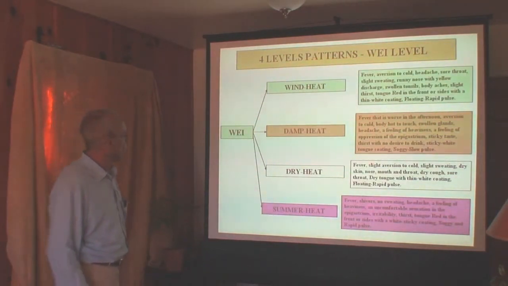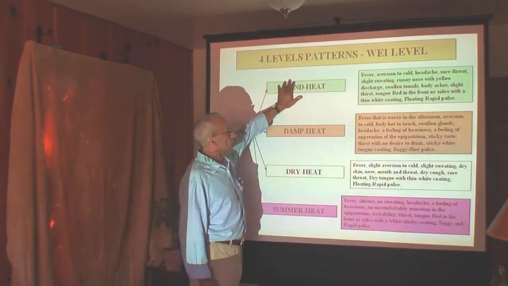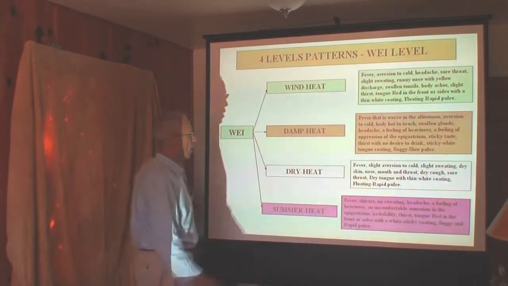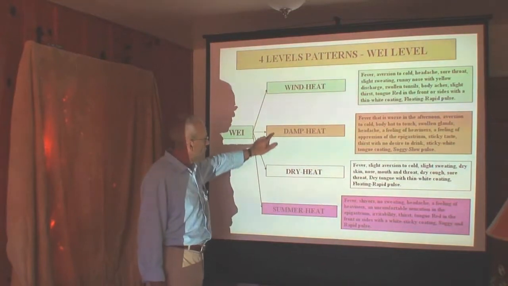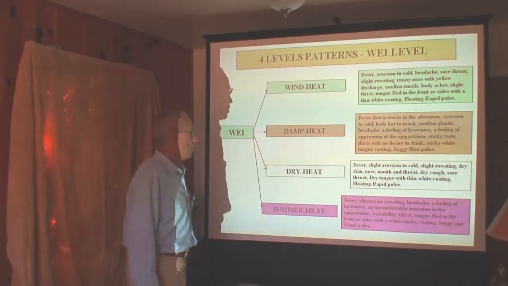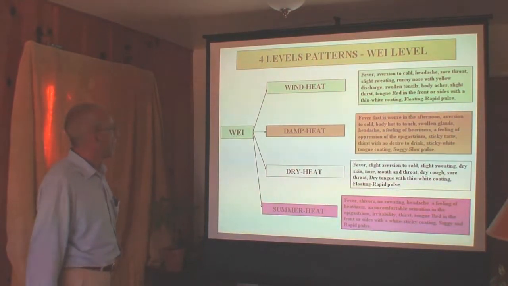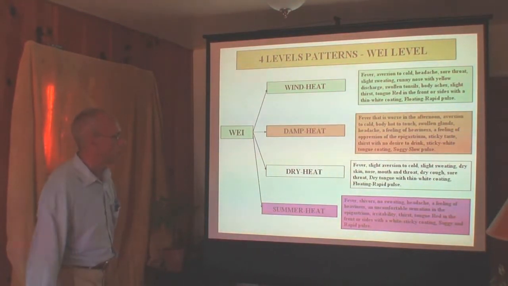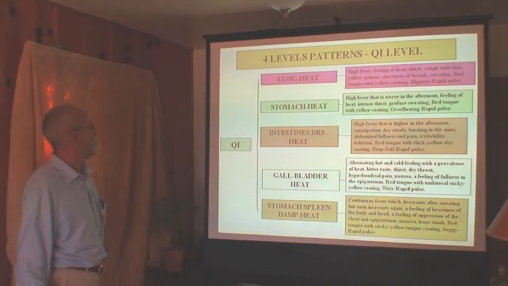At the Wei level, there are 4 types of pathogenic factors. I'll just include all of them under the general umbrella of wind heat, but it could be these as well: damp heat, dry heat, or summer heat. And the Wei level broadly corresponds to the Taiyang stage in the 6 stages.